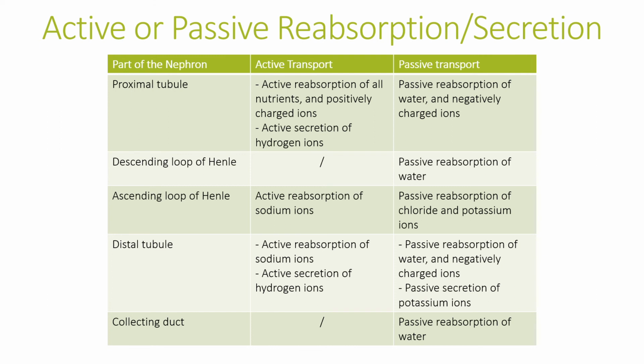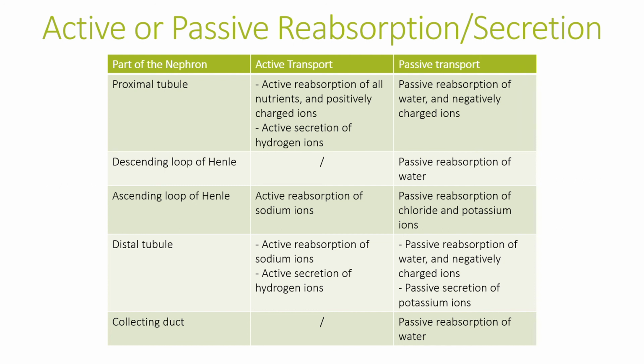So this part is to summarize which parts of urine formation use active transport and which parts use passive transport. The proximal tubule uses active reabsorption of all nutrients, including glucose and amino acids. It also uses active reabsorption of positively charged ions such as sodium, potassium, and calcium. And it uses active secretion of hydrogen ions. The proximal tubule also uses passive reabsorption of water by osmosis and negatively charged ions such as chloride and bicarbonate by electrical attraction to positively charged ions.